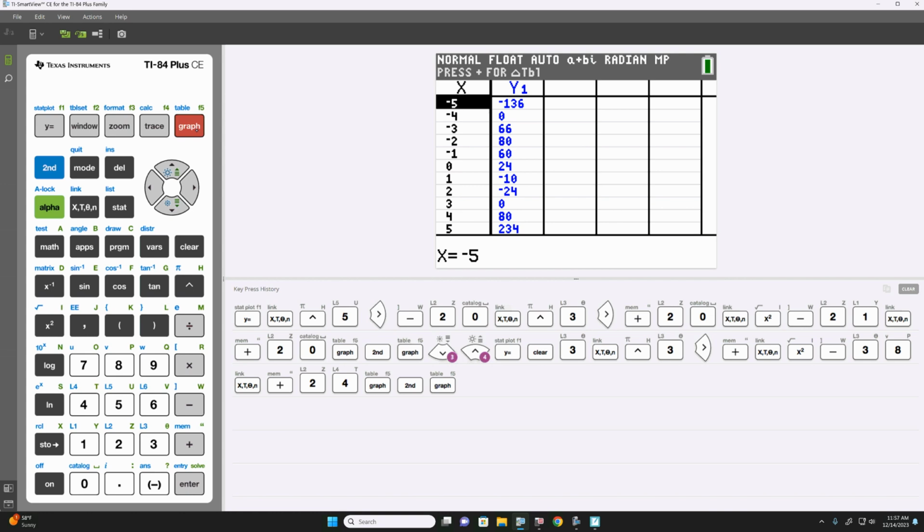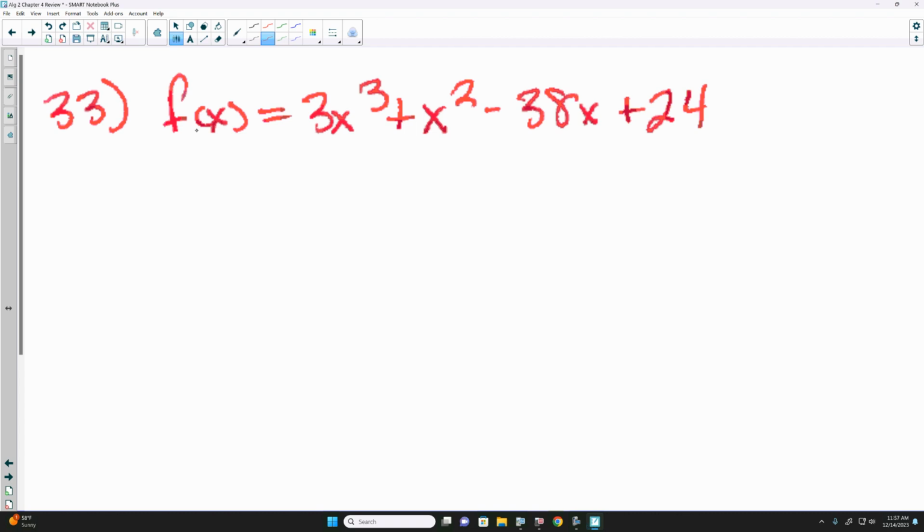So it tells us that 2 of the solutions, 2 of the values of x that make the y value be 0 or make it equal 0 are negative 4 and 3. So here we can say x is equal to negative 4 and x is equal to 3. Since this is a degree 3, how many solutions should we have? 3, because whatever the degree is the same as the number of solutions. So all we're missing is 1. We need 1 more.